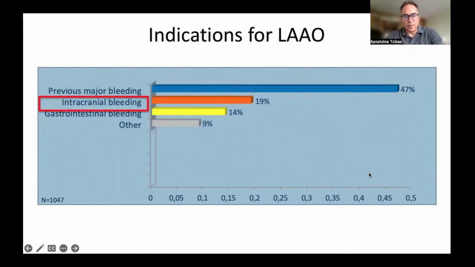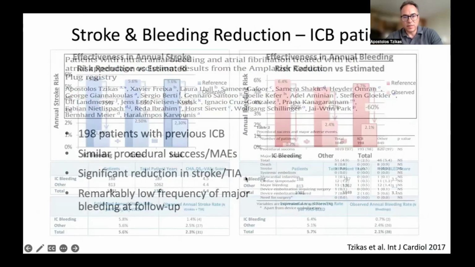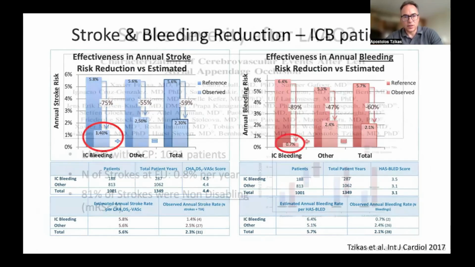Now, in the patients with intracranial bleeding, we had 200 patients with previous intracranial bleeding. The results were even better, probably because we were giving only aspirin for the short period after the procedure, which had no real effect on the bleeding in these patients.